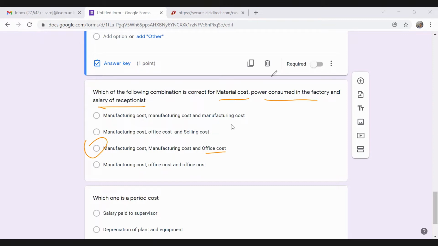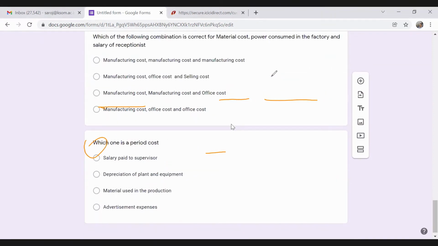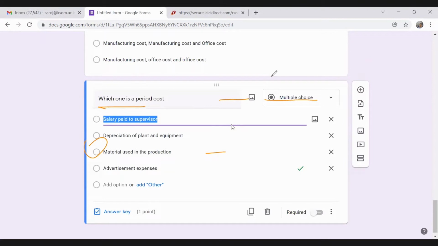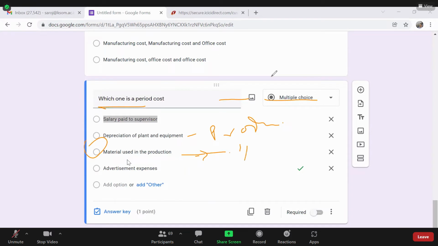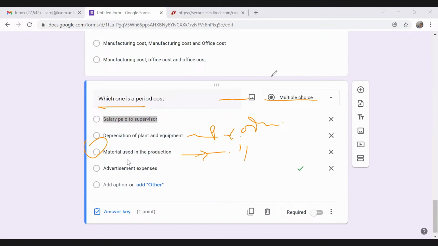Okay. Which one is a period cost? Supervisor salary, works in factory. Factory is product cost. Material used in production, manufacturing, product cost. Depreciation of equipment used in factory, production, product cost. Advertisement is for selling, period cost. So this is the correct answer.